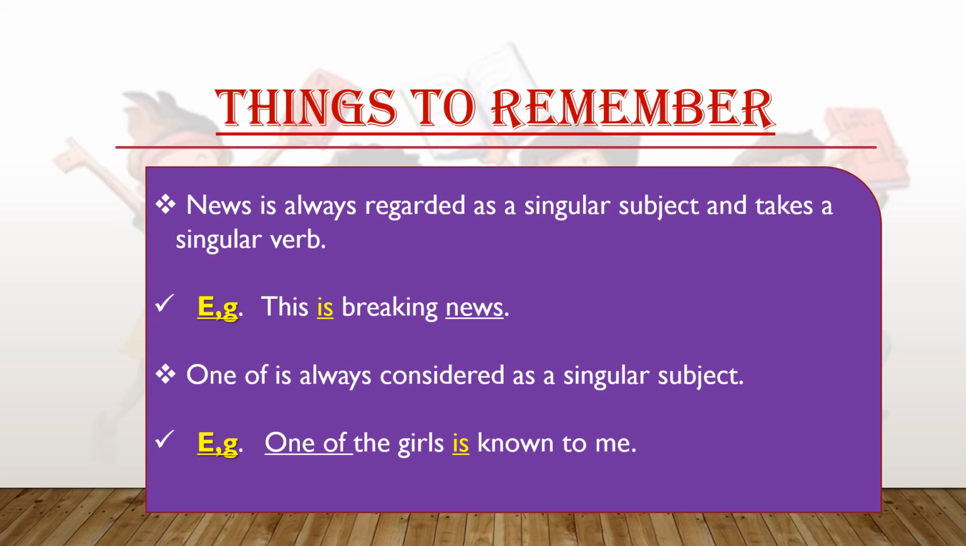Next, one of is always considered as a singular subject. Now these words one of mean, of course, one out of many, one. So it is a singular subject and will always be followed by a singular verb. Let us take an example for the same. One of the girls is known to me. One of is a singular subject and is is also a singular verb. So we are matching with our subject-verb agreement here.